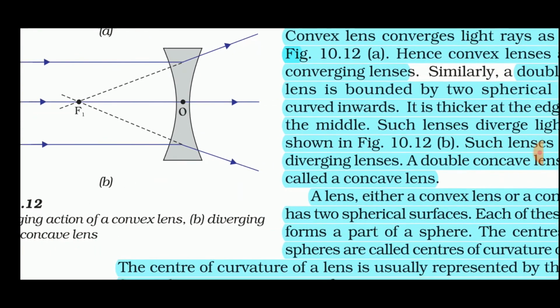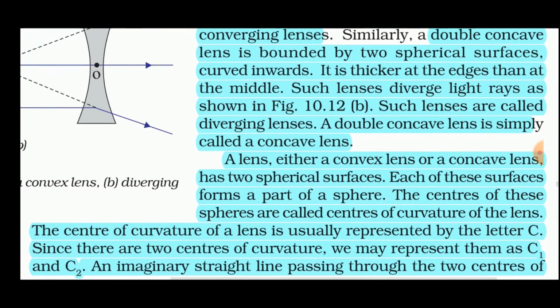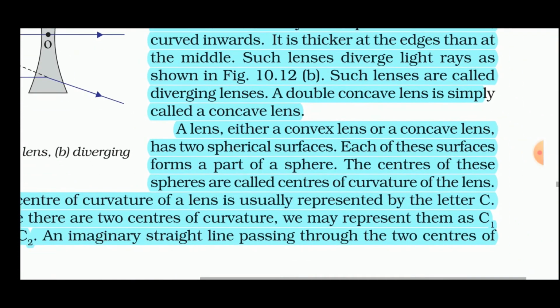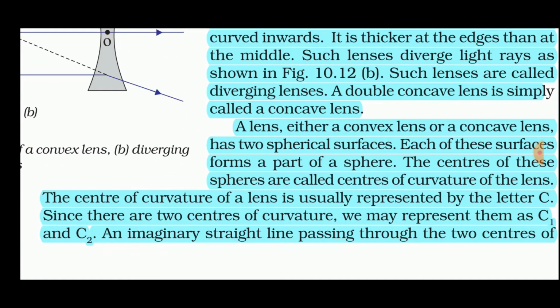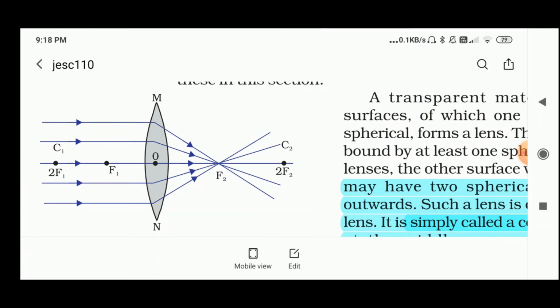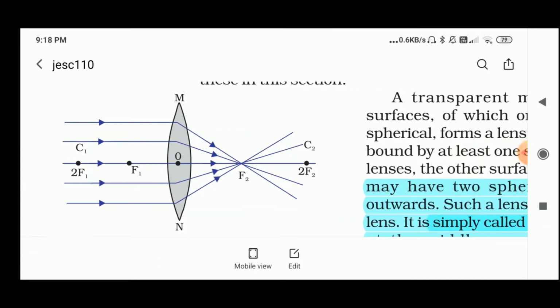Now here we have to understand the terms used for lenses. The center of curvature of the lens is usually represented by the letter C. Since there are two centers of curvature, we may represent them as C1 and C2. Look at this figure carefully. This is a double convex lens. O is called the pole of the lens. F1 is the focus of the lens. These two surfaces are parts of two spheres, so naturally it will have two principal foci and two centers of curvature.